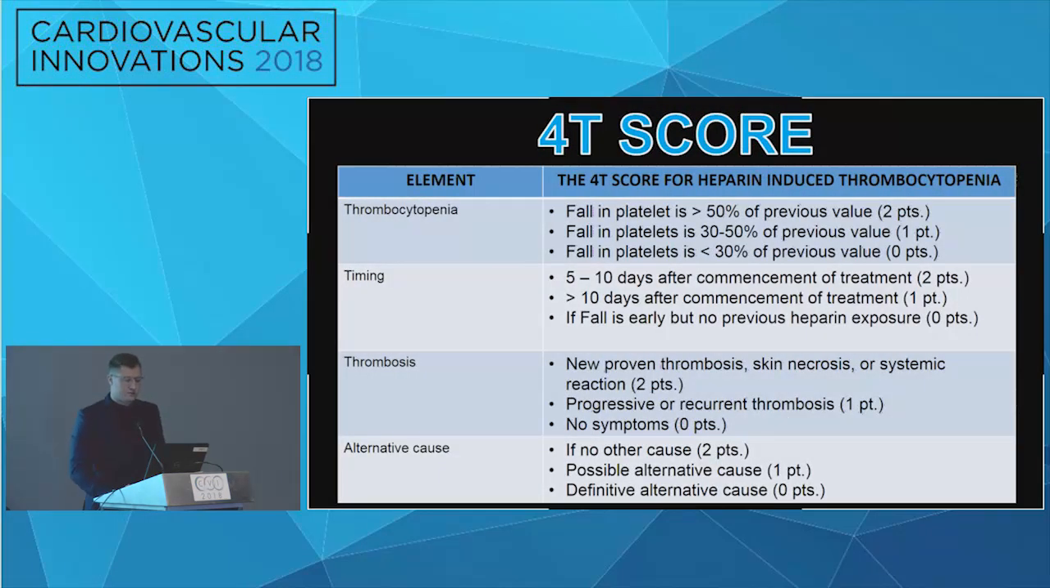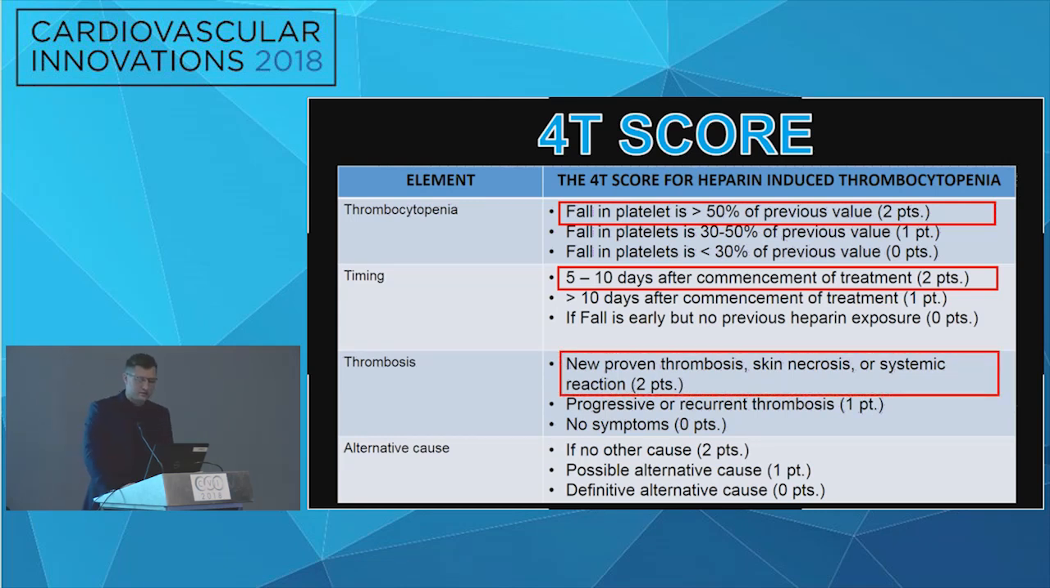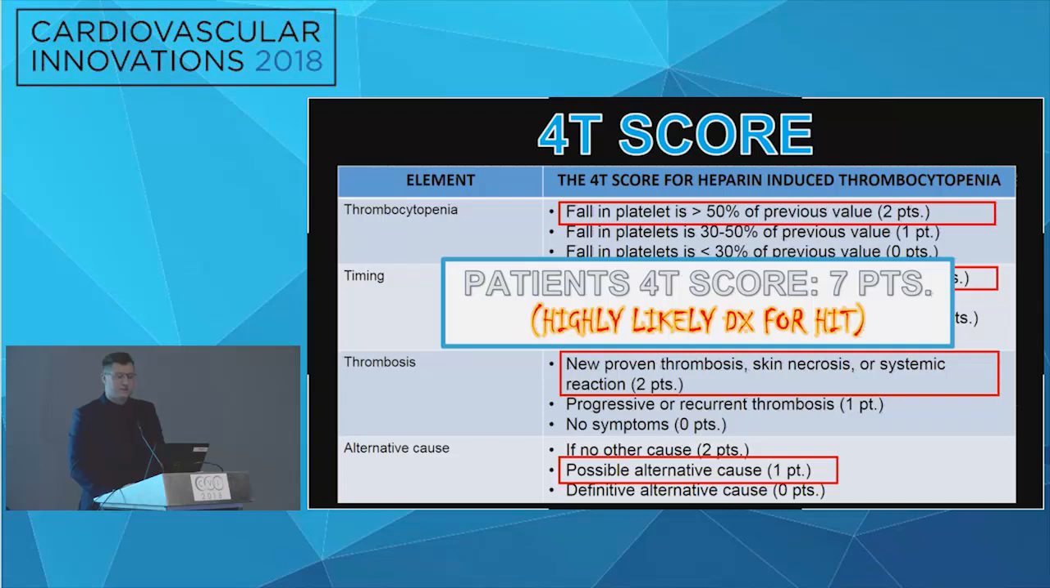The 4T score is a clinical score that can help confirm or deny the diagnosis of HIT. So our patient had a fall in platelets greater than 50%. This happened about a week after the commencement of heparin. As you can see from the pictures previously, it did have skin necrosis, and there could have been possible alternative causes. So our patient had a HIT 4T score of 7, anywhere from 5 to 8. It's about a 50% chance of the diagnosis of a HIT.